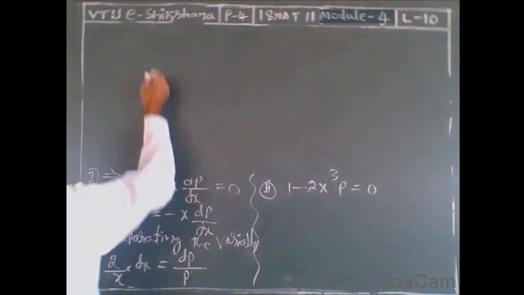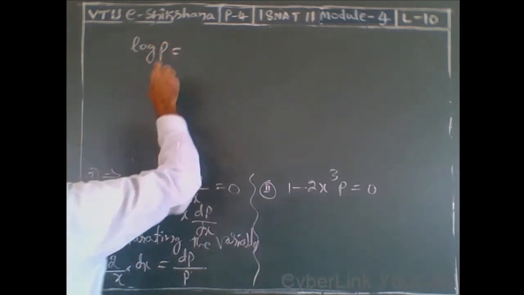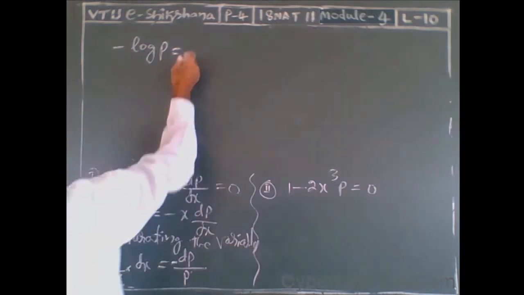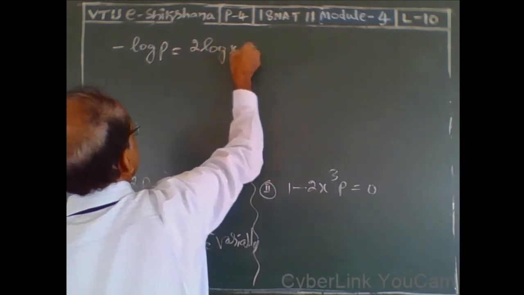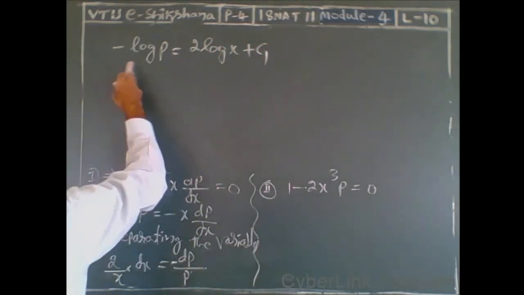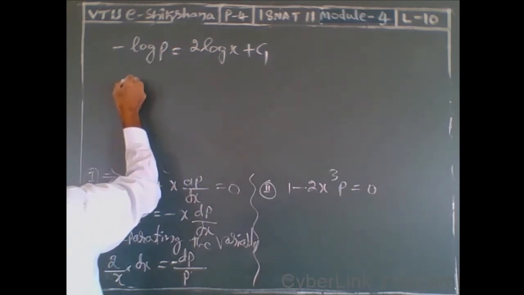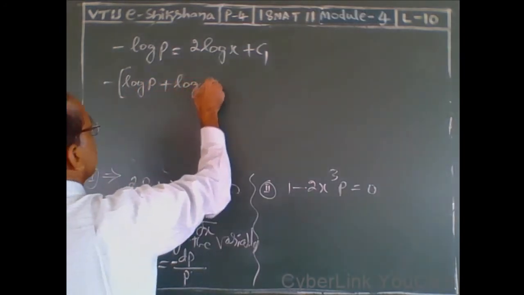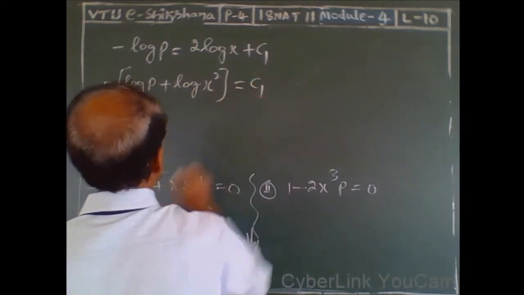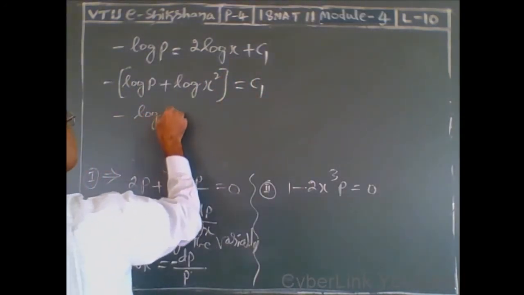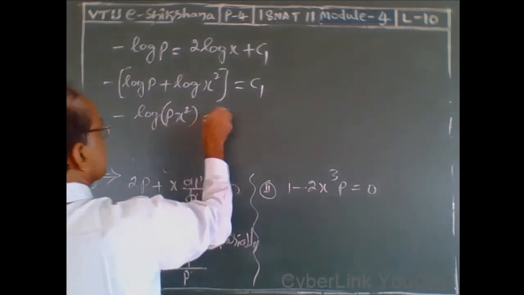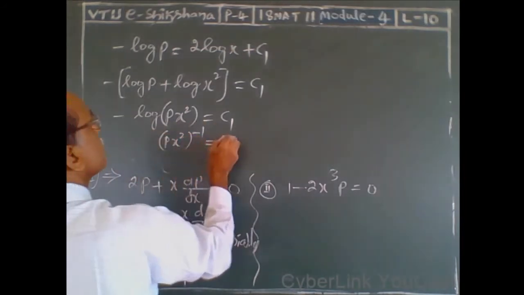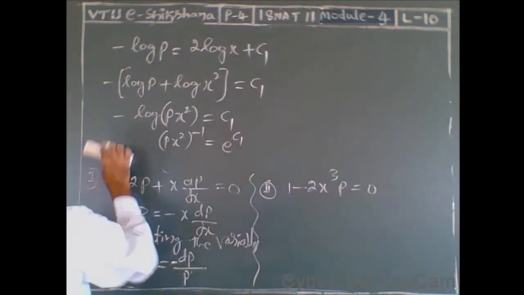Solve for p, that means log p is equal to, with the minus sign here, minus log p equal to 2 log x plus a constant c1. Therefore, if you write all terms to one side, that is log of minus p plus log of x square is equal to c1, then minus log of p into x square is equal to c1, that is (p into x square) to the power minus 1 is equal to e to the power c1. This much we can write.